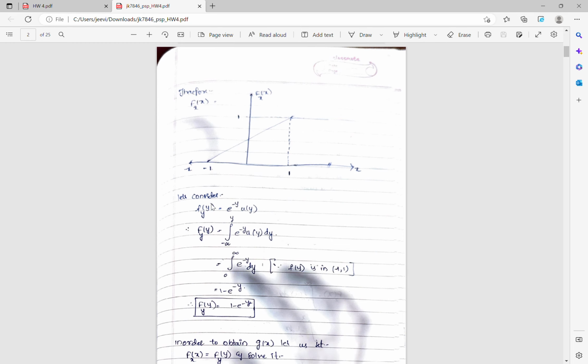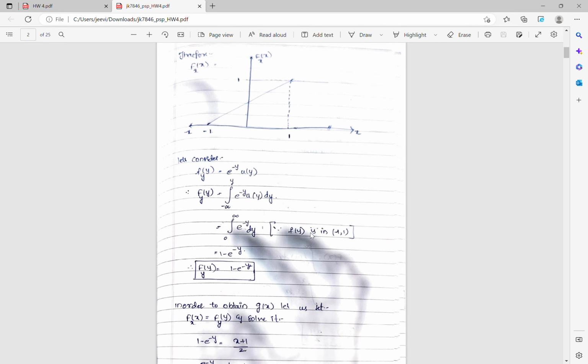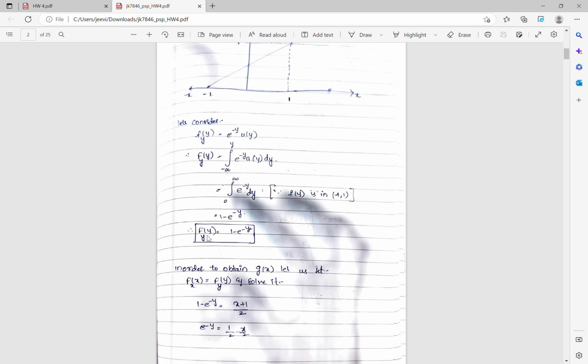Now, the probability distribution function for y is equal to e power minus y into u of y. Therefore, as we did in the case of x, the cumulative distribution function for y will be the integral from -infinity to y of e power minus y into u of y dy. Since u of y restricts the range, it becomes the integral from 0 to y of e power minus y dy. Therefore, the cumulative distribution function will be equal to 1 minus e power of minus y.